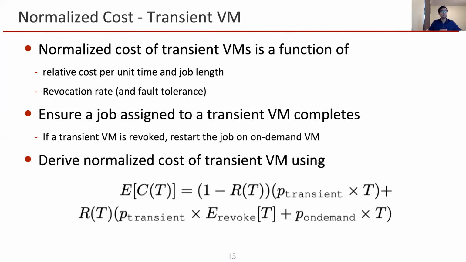Hence, in order to compute normalized cost, we need to consider both the scenario where the transient VM is available throughout the job duration, and the case where the transient VM gets revoked. That is reflected in this formula, where the first term reflects that the transient VM is available throughout the duration of the job, whereas the second term reflects that the transient VM gets revoked and the job gets rescheduled on an on-demand VM, and our expected cost is a weighted average of these two terms.